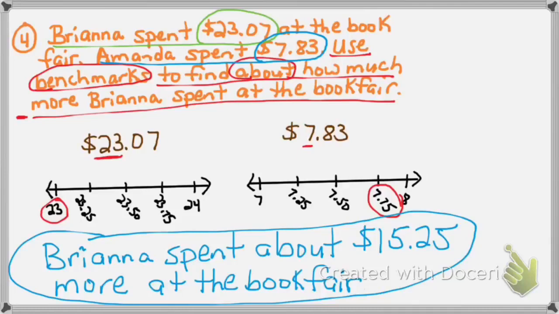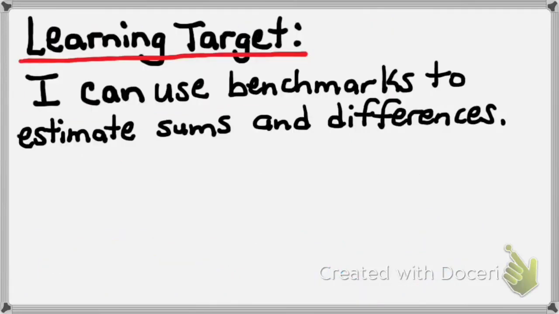$15.25. And since this was a word problem, we put our answer in a sentence with the given unit, in this case, which was the dollar sign. Brianna spent about $15.25 more at the book fair.